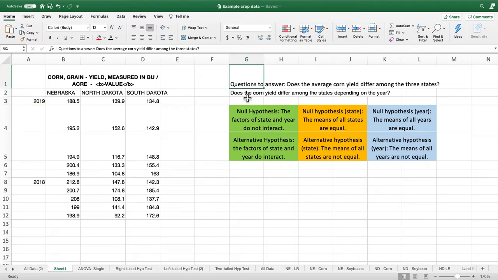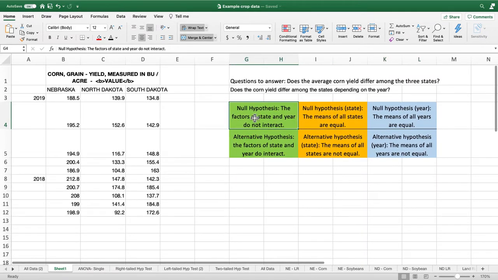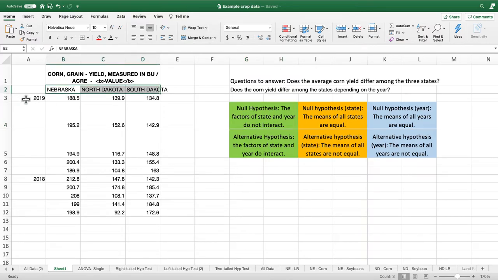The type of questions we can answer with a two-way ANOVA is, does the average corn yield differ among the 3 states? And does the average corn yield differ among the states depending on the year? So we've got 3 null hypotheses. The first one being, do the factors of state and year even interact? The null hypothesis is that they do not interact, because if they do interact, we can't use a two-way ANOVA. So we hope that we fail to reject the null hypothesis with a two-way ANOVA. We don't want the years interacting with the states.